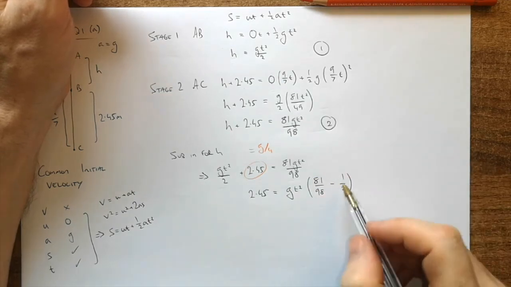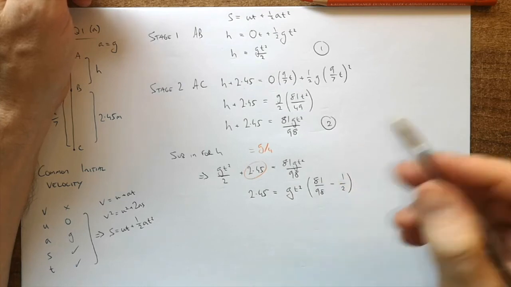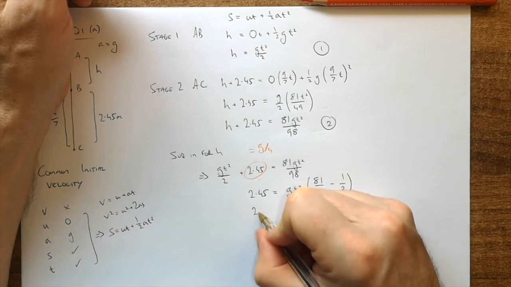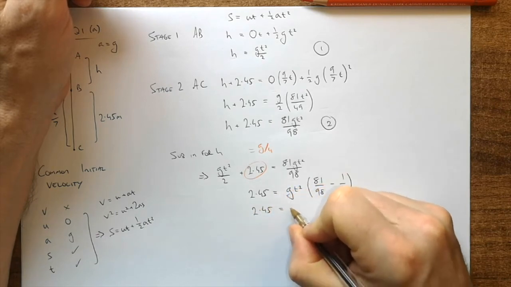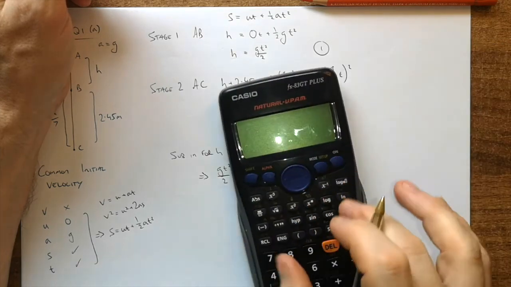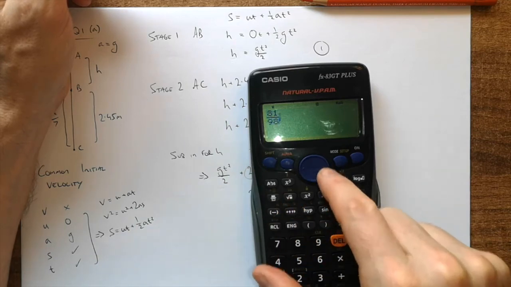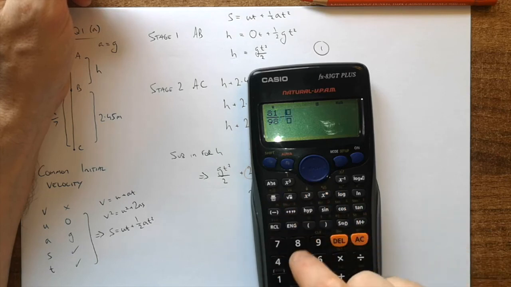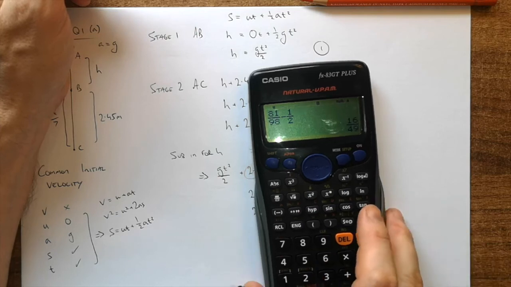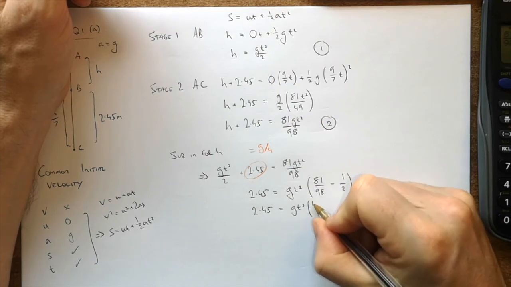Okay, now you may spot that that's going to be 49 over 98 if it's a half, and 81 minus 49, you can do that, or we can just punch it in the calculator. So 2.45 equals gt squared by, we'll do it in the calculator because I always assume you don't know it, and not in a bad way, 81 over 98, because in an exam, this is where you make really silly mistakes, so I would actually even use a calculator in an exam. 16 over 49, okay, 16 over 49.